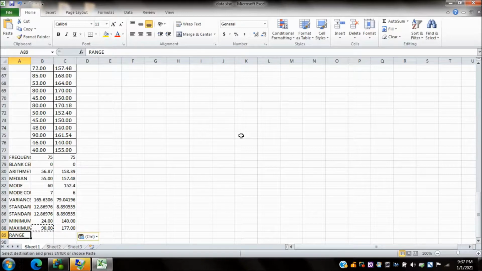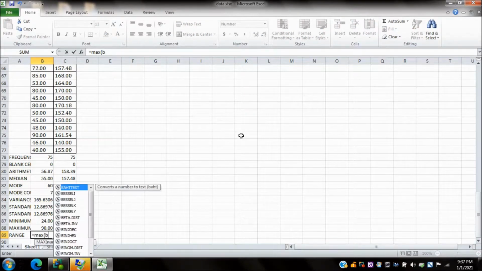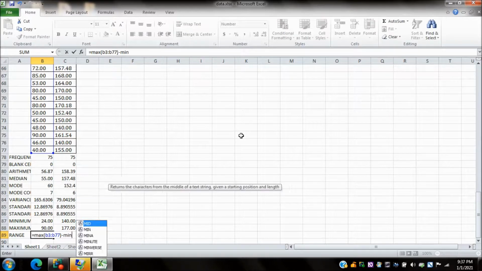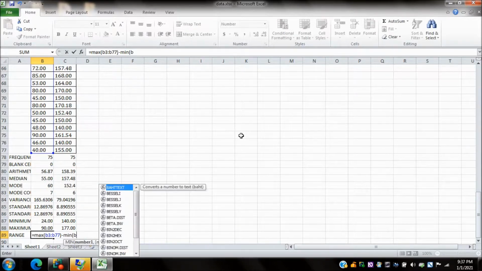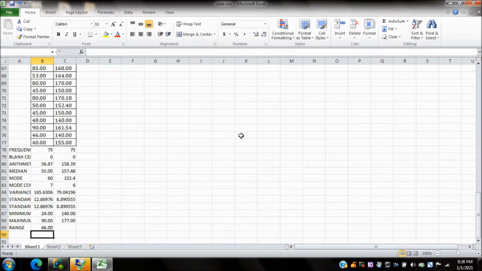So here in B89, weight, I'm going to input equals MAX, left parenthesis, B3 colon B77, right parenthesis, and I'll put minus MIN, left parenthesis, B3 colon B77, right parenthesis, and I'll press enter.